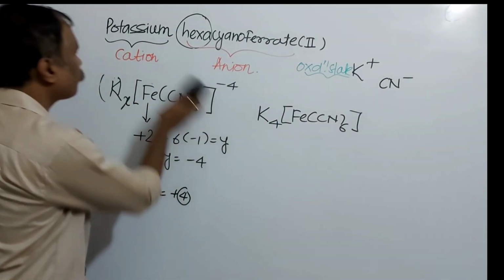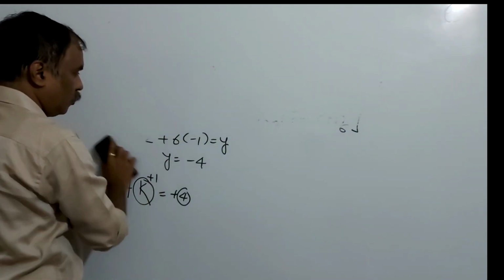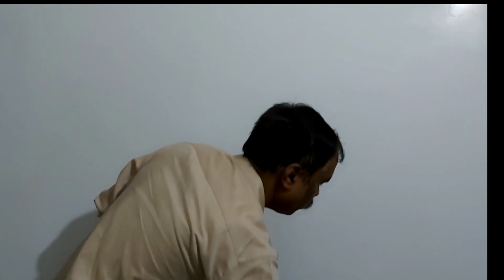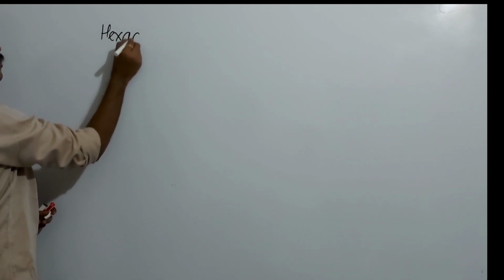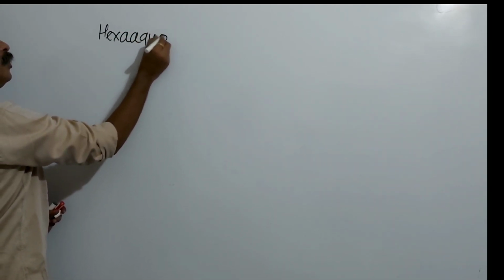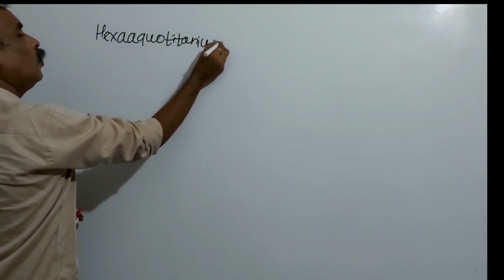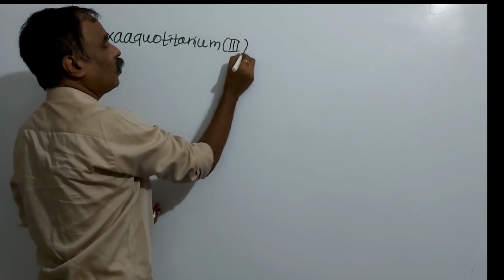Another example. This is very interesting. That is how to write the structural formula from a given IUPAC name. Example: hexaaquatitanium(III) chloride.